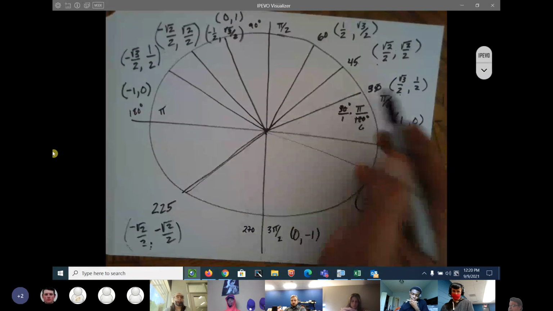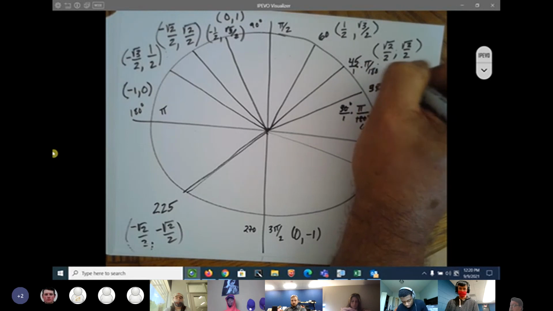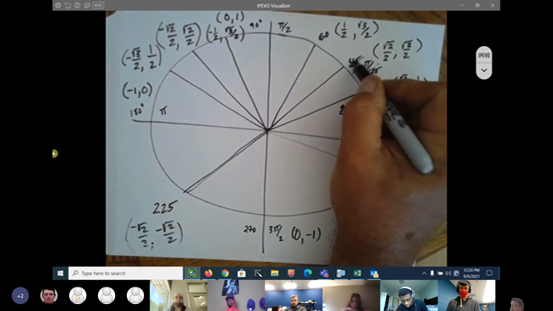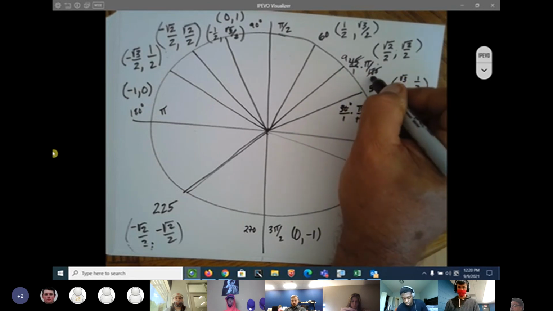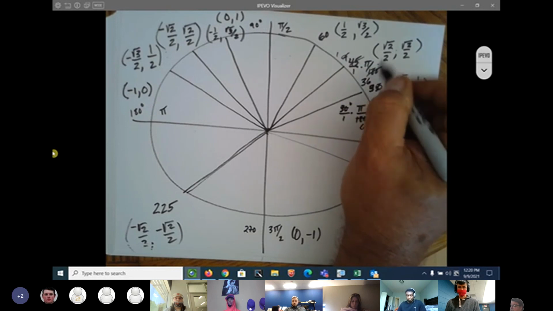45 over 1 multiplied by pi over 180. And what will go in there? Let's see, 5 will go in there 9 times. 5 will go in there 3 times and 6, and then 1, and then pi over 4.